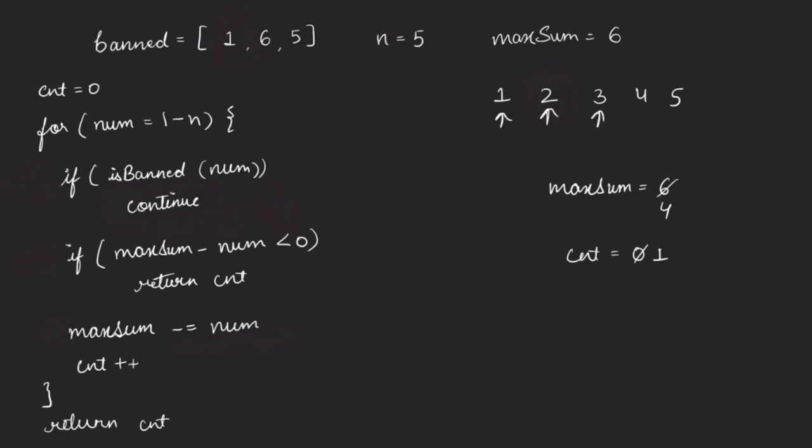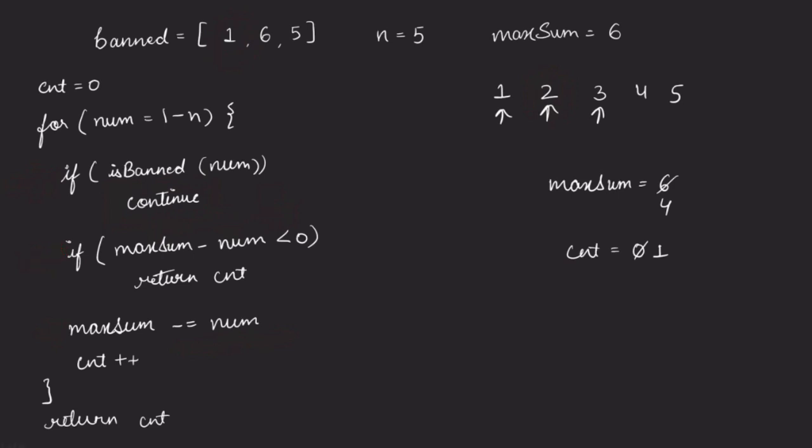Then we will move to the next element, which is 3. So is it band? No, it is not. Then we will come here. Max sum is 4. 4 minus 3 is less than 0? No. So we will come here. Now max sum will become 1 and count will become 2. Then we'll move to the next element, which is 4. Is it band? No, it is not. So we will come here. 1 minus 4 is less than 0. This condition is true. So we will return count from here itself and the count is 2, right? So this is how we can identify the answer.